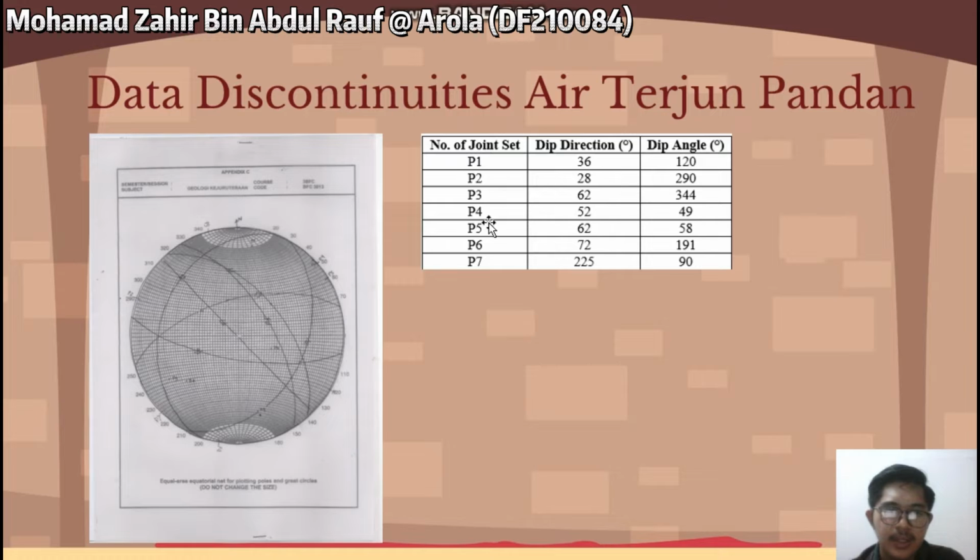And the last one, we need to draw the great circle to find the dip direction and dip angle. So we have 7 joint sets, and this is the dip direction and dip angle of the 7 joint sets we found at Air Terjun Pandan.